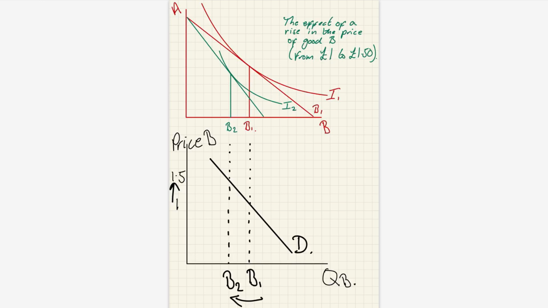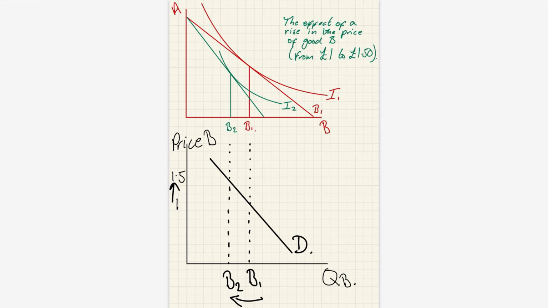In this video, we're going to look at how indifference curves and budget lines can be used to derive the shape and position of the demand curve. So before you watch this video, I suggest you go back and make sure that you know exactly what budget lines and indifference curves show.